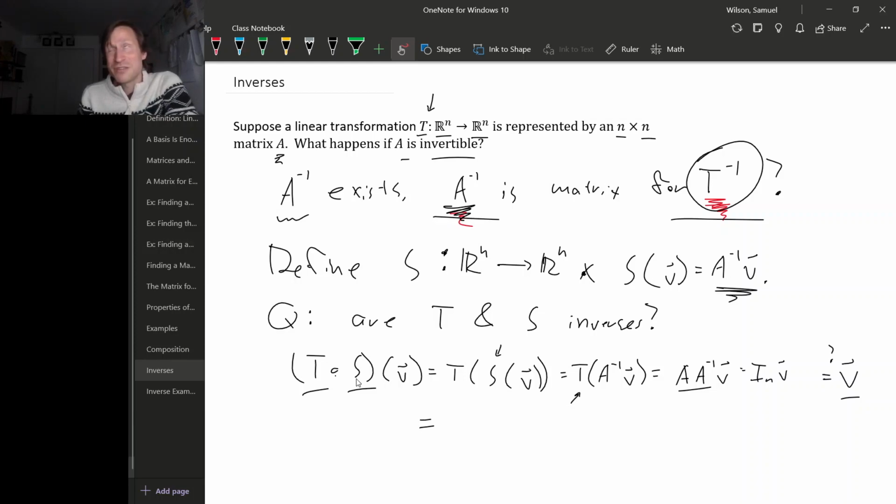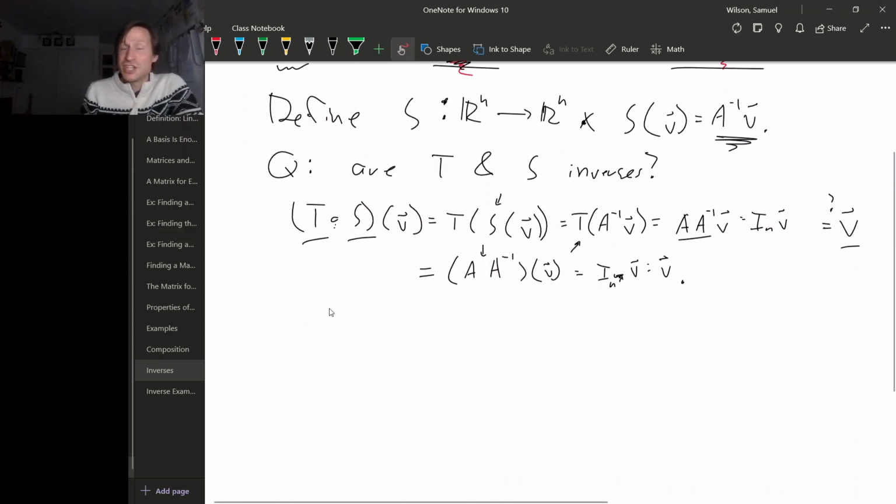I guess maybe a shorter way to put this was, we know that composition of transforms corresponds to matrix multiplication. So we could have just written, T is really multiplication by A, S is really multiplication by A inverse. This composition turns into matrix multiplication, but that matrix multiplication just gives us the identity, I sub n of v, and that's v.